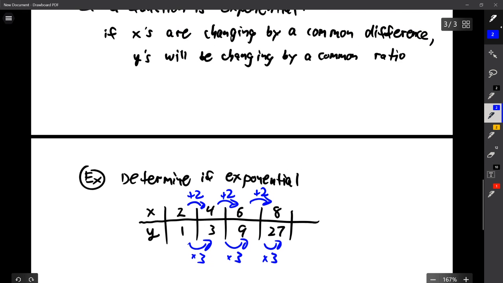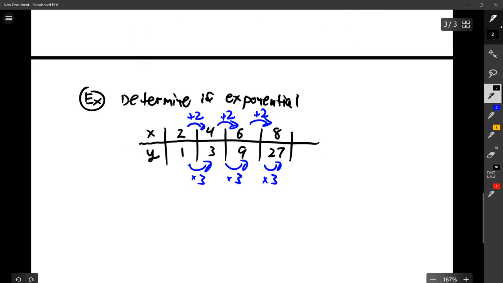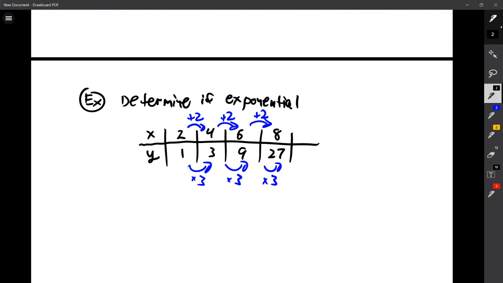So for the set of homework questions that are like this, how you could word this: ratio or factor is an okay word to use here. Either one works okay. So is this exponential? We could say yes. Yes. Why?